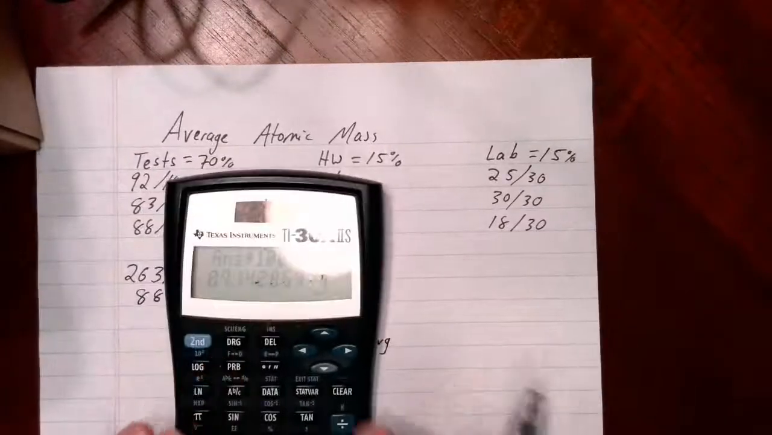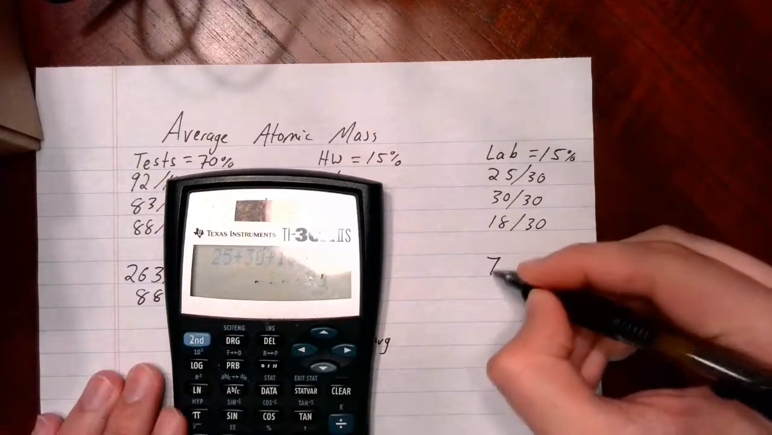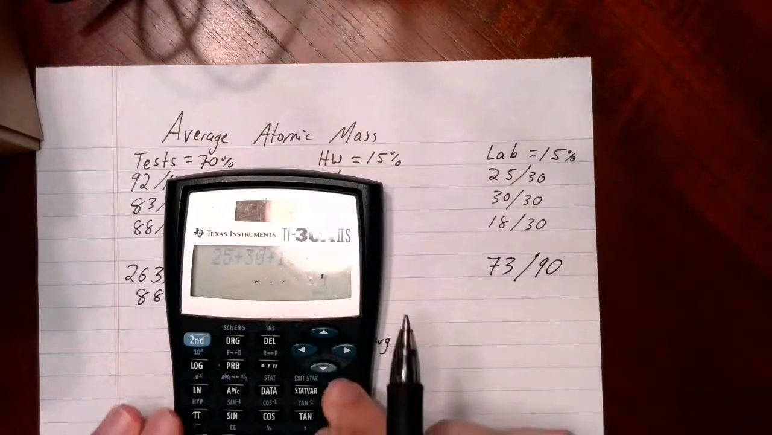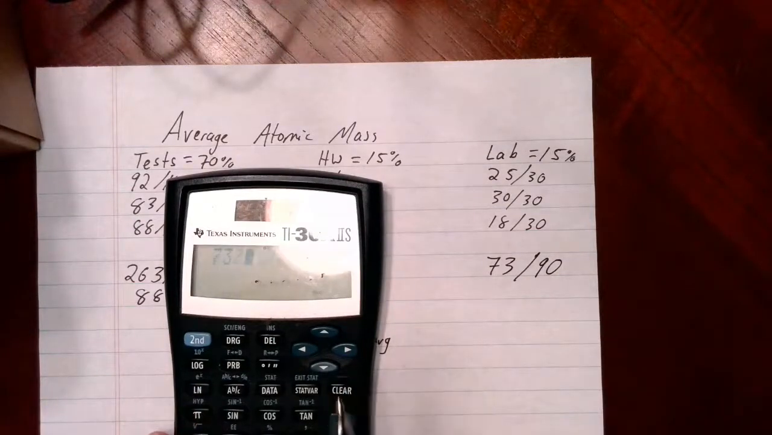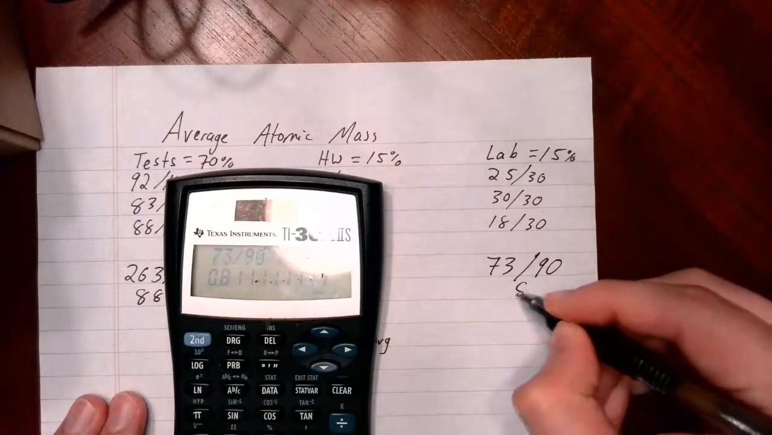And then let's look at your lab grades. You got 25 plus 30 plus 18. So you got a total of 73 points out of 90 points possible. So your lab average was 81.